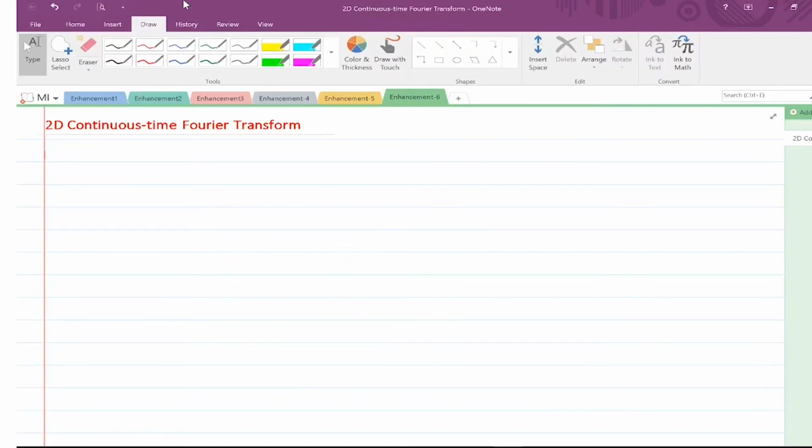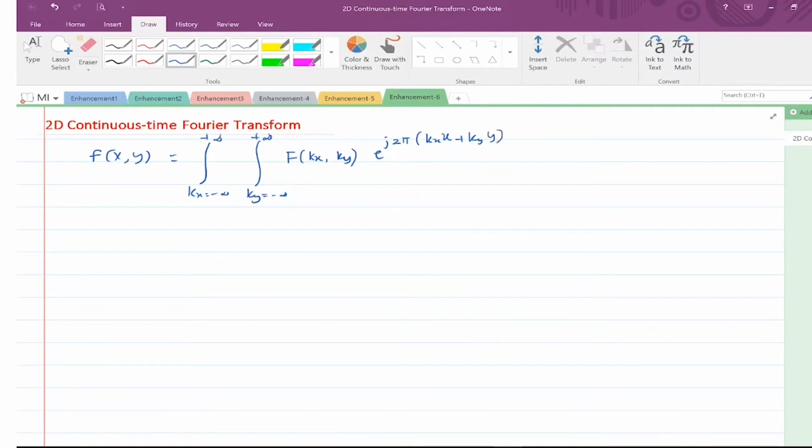Let us start our discussion by rewriting the two-dimensional Fourier transform expressions. f of x,y, the two-dimensional function, has been expressed with kx varying from minus infinity to plus infinity, ky varying from minus infinity to plus infinity, of the two-dimensional Fourier transform F of kx, ky multiplied with the complex exponential e power j times 2 pi times (kx times x plus ky times y), integrated with respect to dkx and dky. So this is the two-dimensional Fourier transform of the given function.